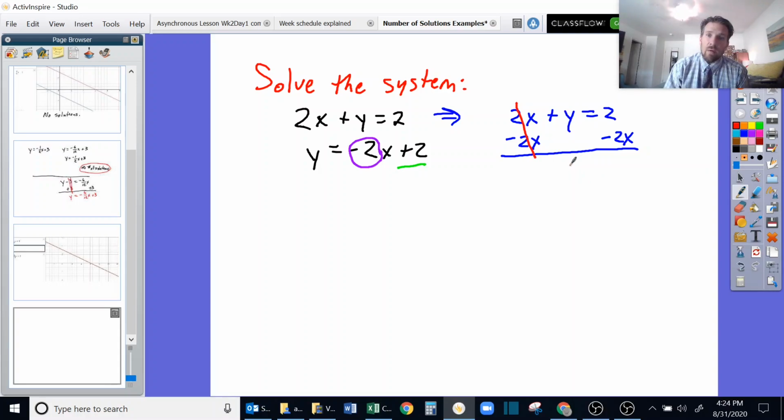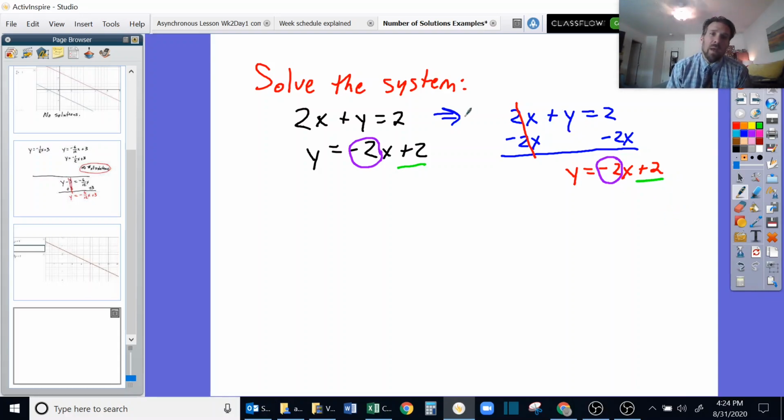And what I have here is y equals negative 2x plus 2. Now I could have written 2 minus 2x. That would be the same thing. I put it in this order because we're real familiar with slope here of negative 2. That's the coefficient of that x term. And y-intercept of 2 here.